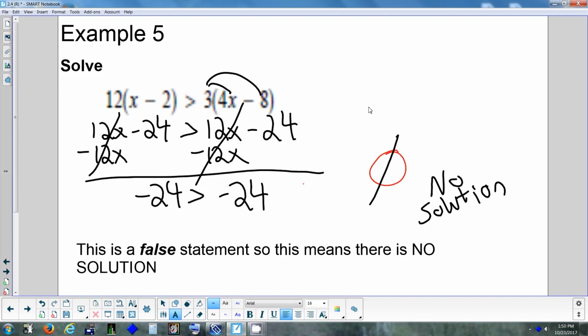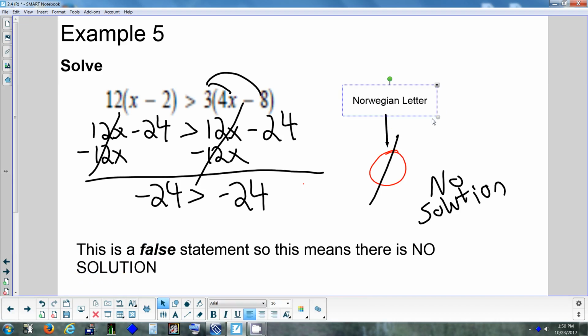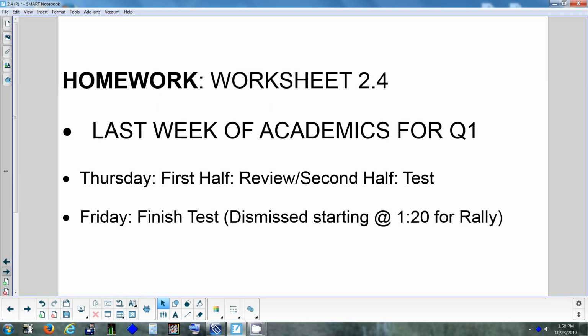How do I know when it's no solution? Someone tell me by raising their hand. Somebody besides Joe. It has to be a true statement for it to be infinitely many. How do I know when it's no solution? It's false, right? If it makes no sense, like this one, it's no solution. So today we had one that had infinitely many, and one that had no solution. So if it's false, it means there's no solution. Everybody have this? Alright.